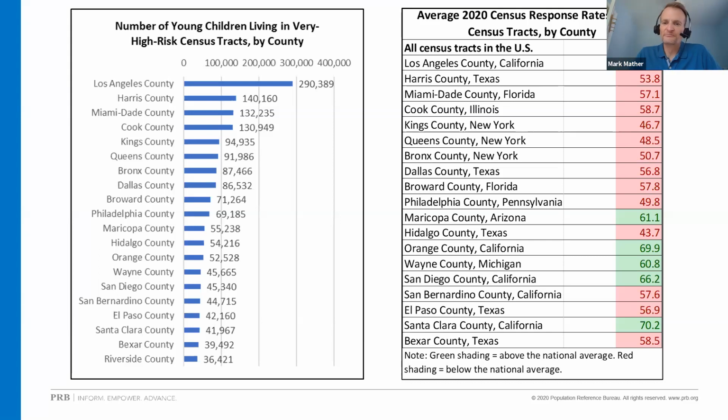But those that are shaded red are those that are below that large county average, and those that are shaded green are doing a little bit better than the average across all the tracts. The county that's actually doing the best here is Santa Clara, in the San Francisco Bay Area, at 70% shaded green. The one doing the worst out of these 20 counties is Hidalgo County in South Texas, at 44%.